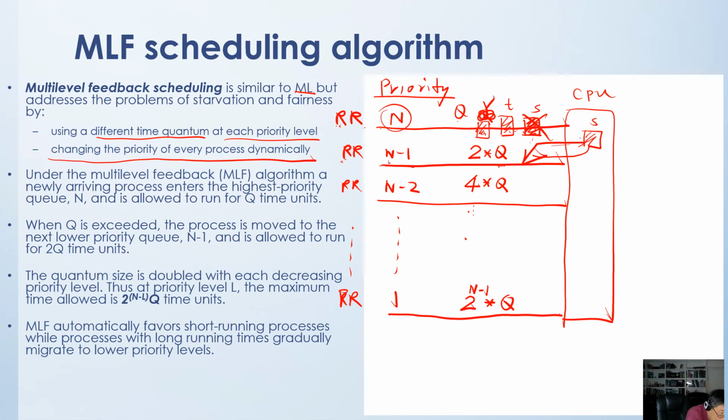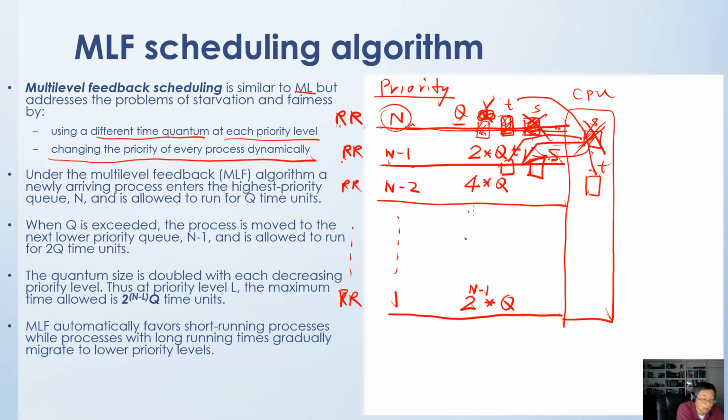And then if there's another process in the highest level, priority level n, the next one at the head of the queue will be selected. For example, S is removed and placed here, and then T will be allocated the CPU and run for one time quantum, because that level will run as a round robin using time quantum Q. Once T completes its run, T will be placed over here.